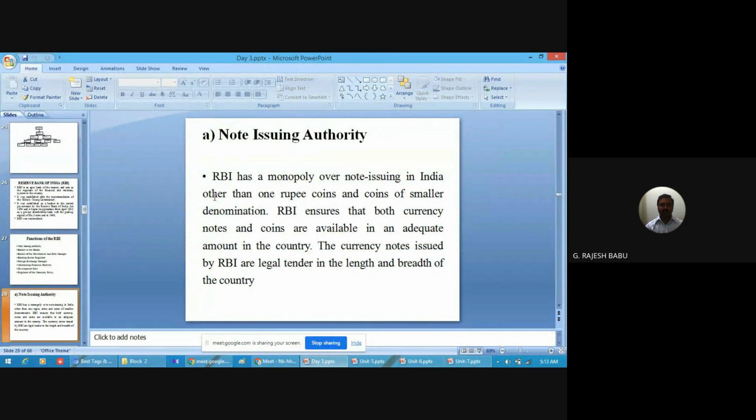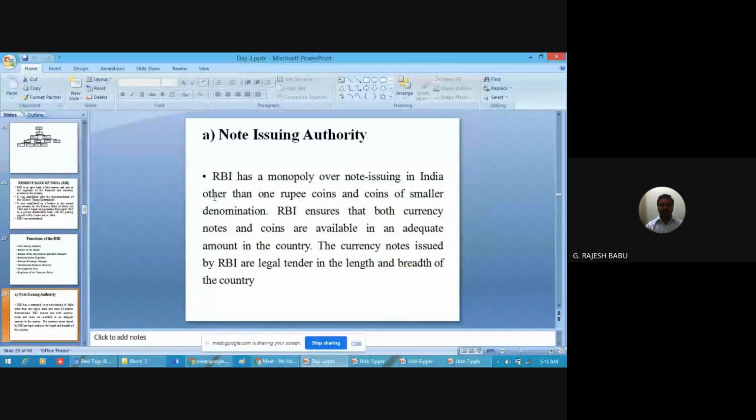Reserve Bank of India has the monopoly over note issuing in India, other than the 1 rupee note, sorry, 1 rupee coin and coins of smaller denomination. RBI ensures that currency notes and coins are available in adequate amount in the country. The currency notes issued by Reserve Bank of India are legal tender in the length and breadth of the country.